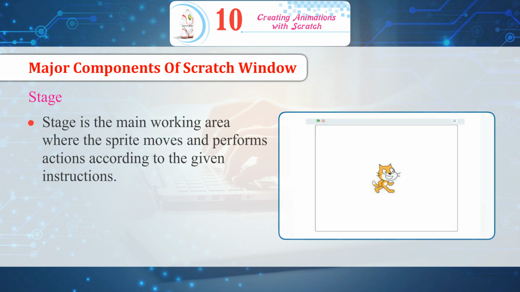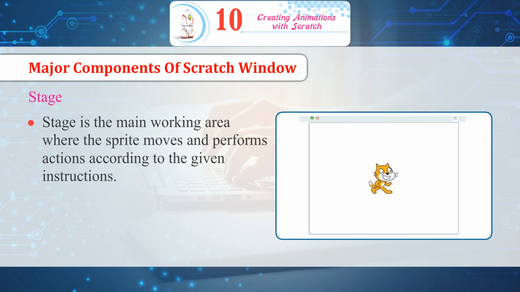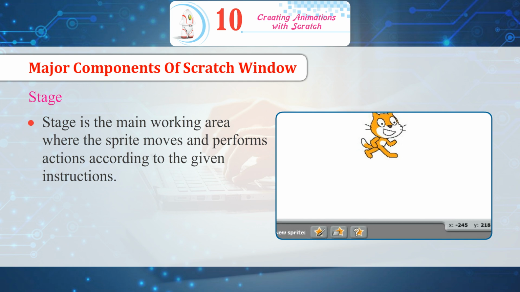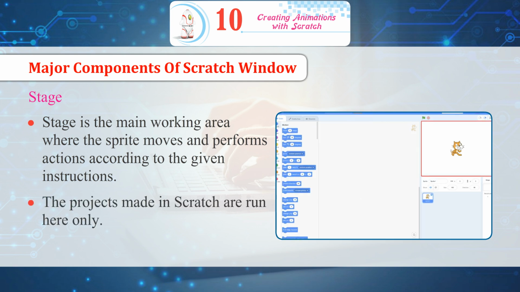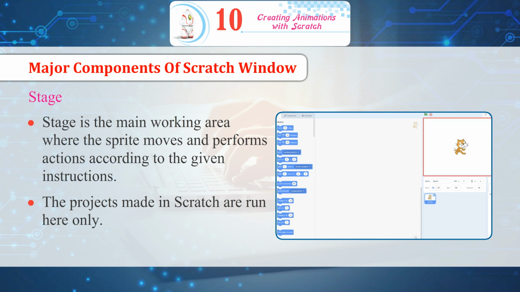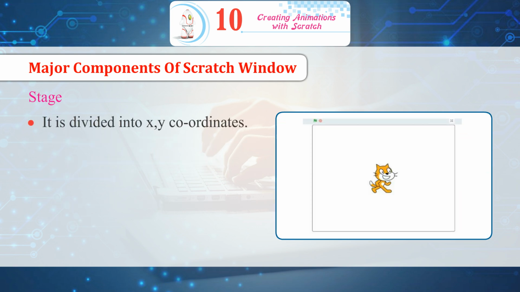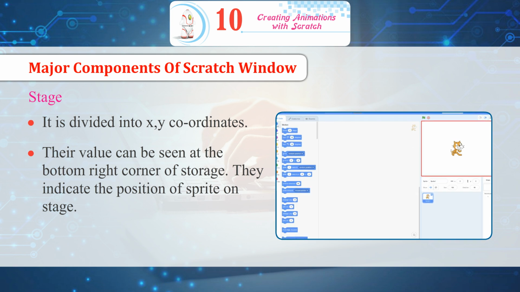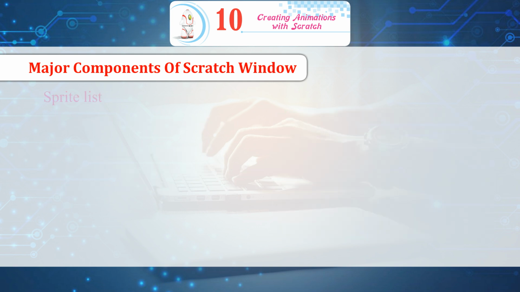Stage. Stage is the main working area where the sprite moves and performs actions according to the given instructions. The projects made in Scratch are run here only. It is divided into XY coordinates. Their value can be seen at the bottom right corner of stage. They indicate the position of sprite on stage.